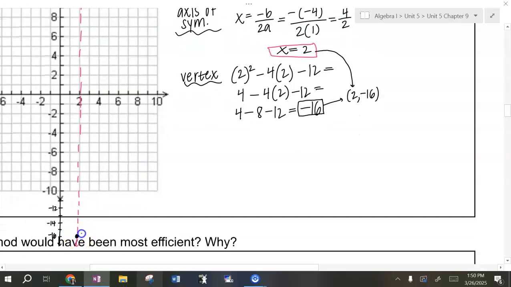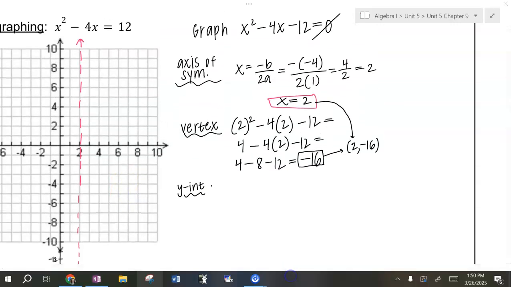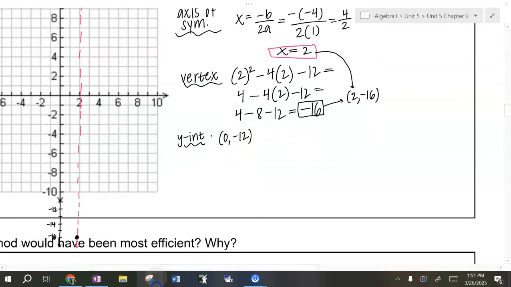Step 3 is to find the y-intercept. That's always going to be 0 comma c. So in this case, the y-intercept is 0 comma negative 12. Go ahead and put that point on your graph.